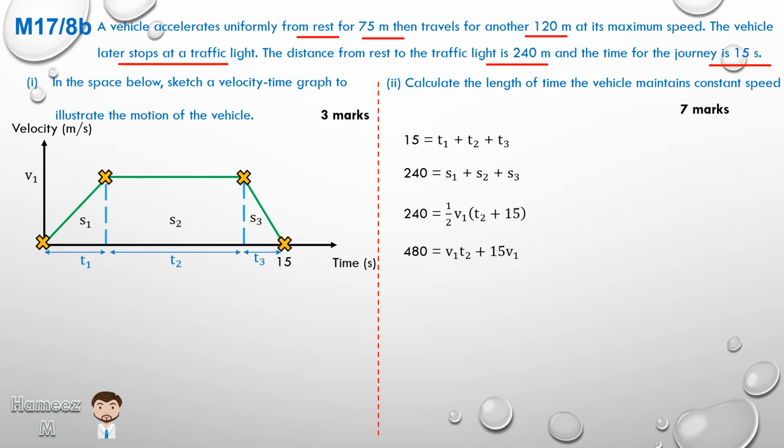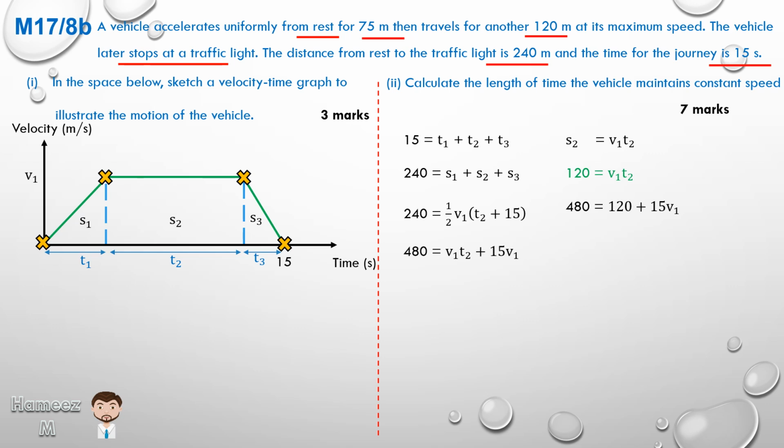Now, do we know s2? The distance traveled in the middle section will be the area under that, which is a rectangle. So it will be v1 times t2, length times breadth. And if we substitute, we know the distance there, s2. That was given above, 120 meters. So 120 is equal to v1 times t2. So we can substitute into what we just wrote. So 480 is equal to 120 plus 15 v1.